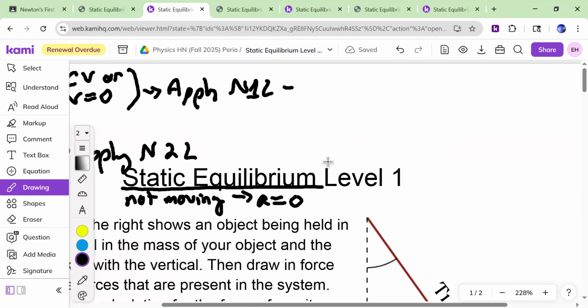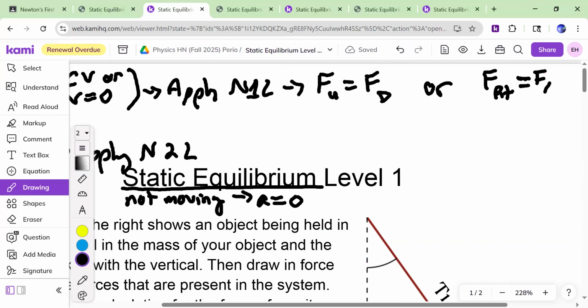How do I apply N1L? Well, we're going to apply that in forces going up equal forces going down. U stands for up, D stands for down. Or forces going left equal forces going right. So forces right equal forces left. Okay? In other words, the way we apply Newton's first law of motion is we set forces that are opposite to each other equal. Remember, up is opposite to down, and right is opposite to left, right? We would set those forces equal to each other also.